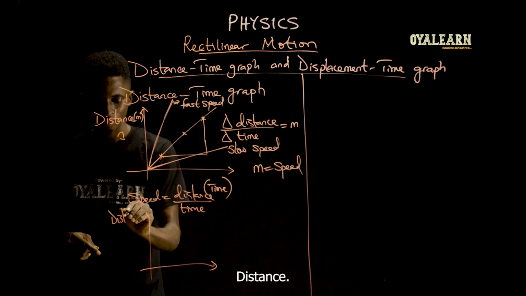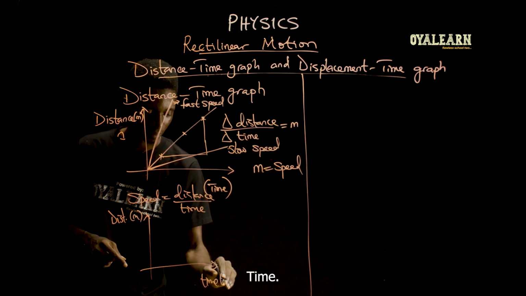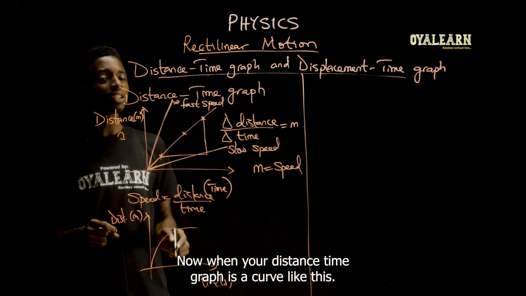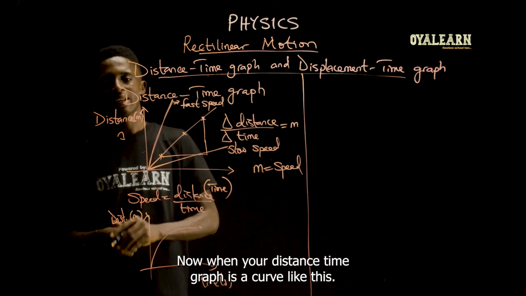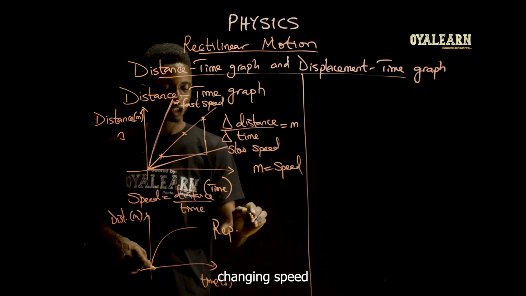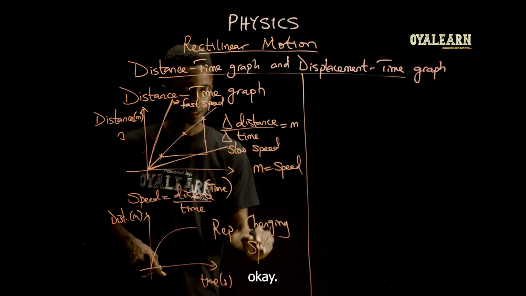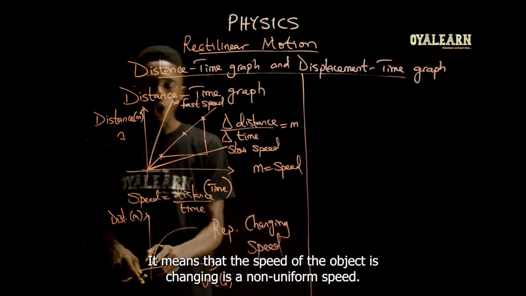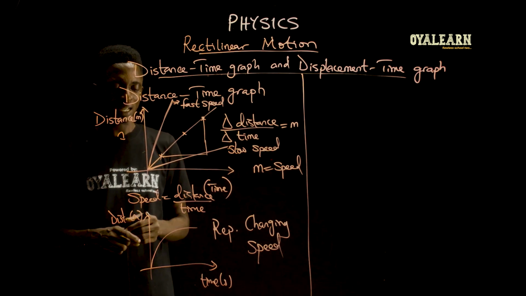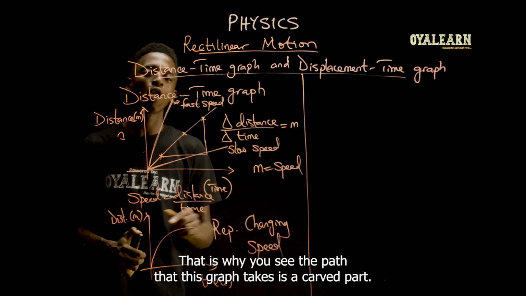Distance, time. That has a curve. Now, when your distance time graph is a curve like this, it represents changing speed. Okay? It means that the speed of the object is changing, it is a non-uniform speed. That is why you see the path that this graph takes is a curved path.